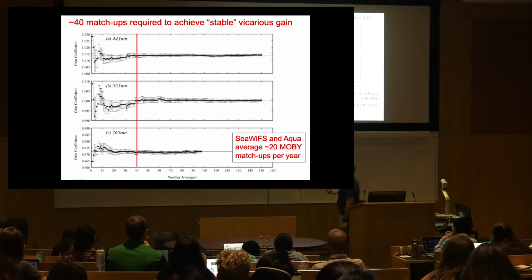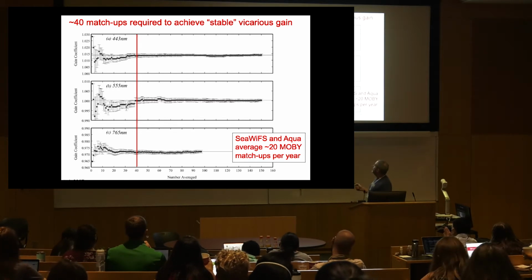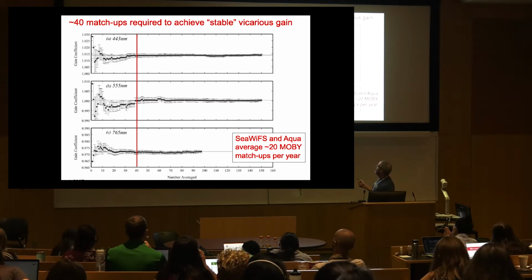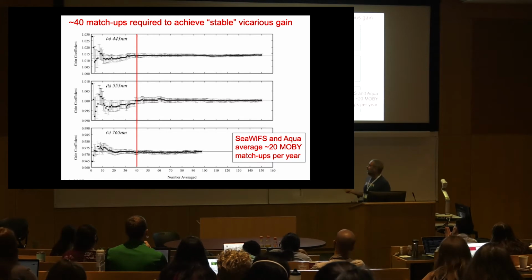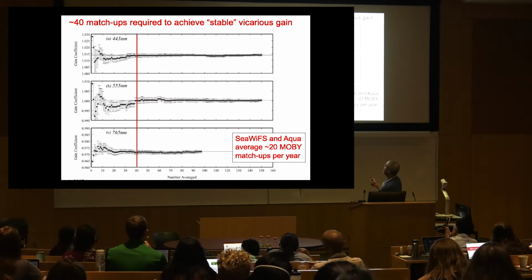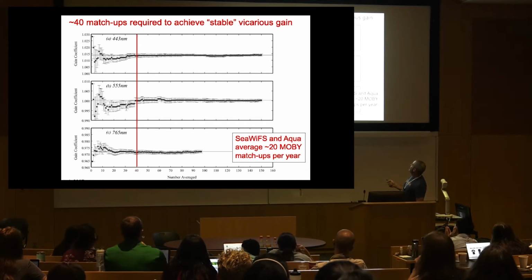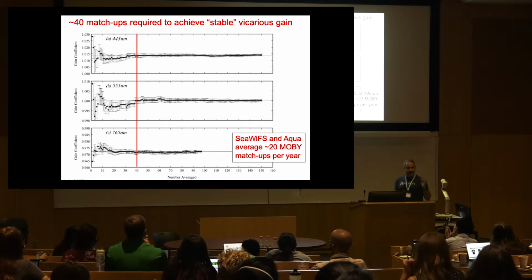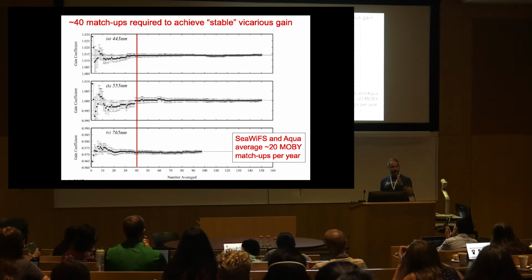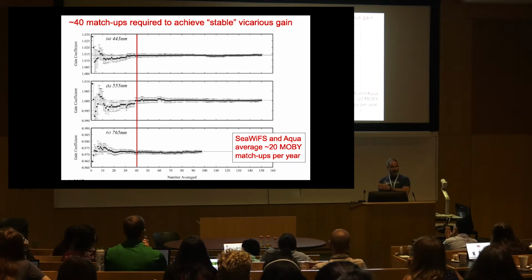for this calibration. And what we have found is that as you start accumulating matchups and you look at the standard error about the mean, there does become a convergence point over a number. And in the case of SeaWiFS, our comfort level was right around here. It took on the average 40 in this example case study to get to a point where we were confident we had stabilized our gain.